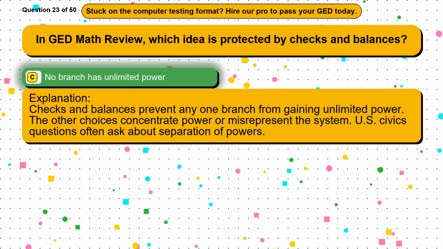Checks and balances prevent any one branch from gaining unlimited power. The other choices concentrate power or misrepresent the system. U.S. civics questions often ask about separation of powers.